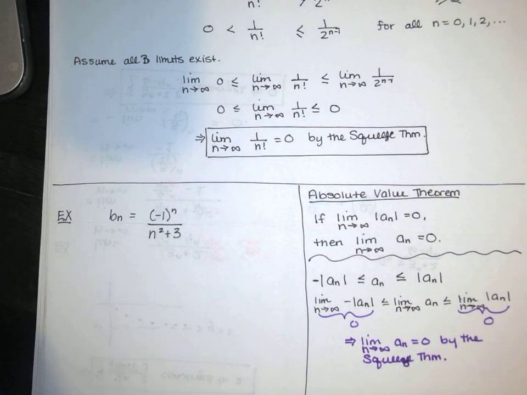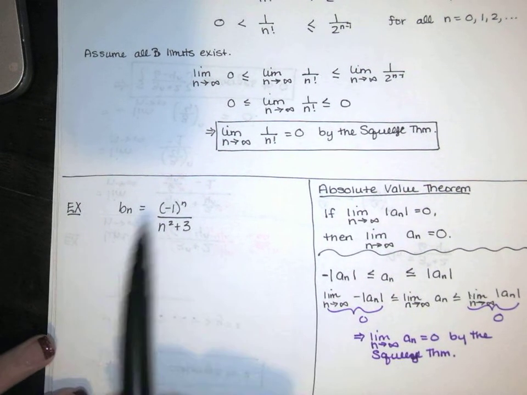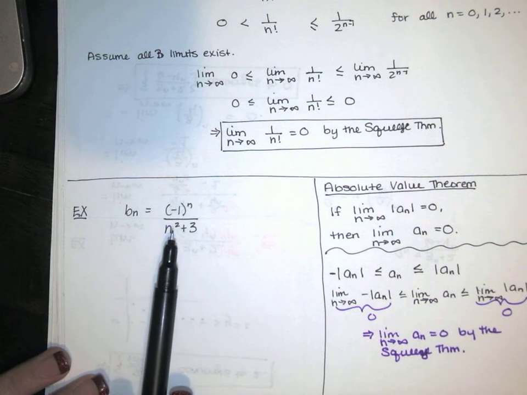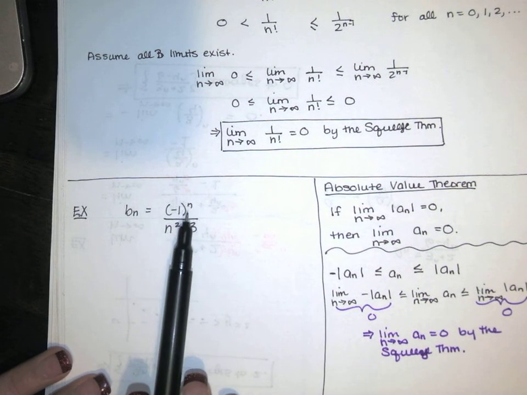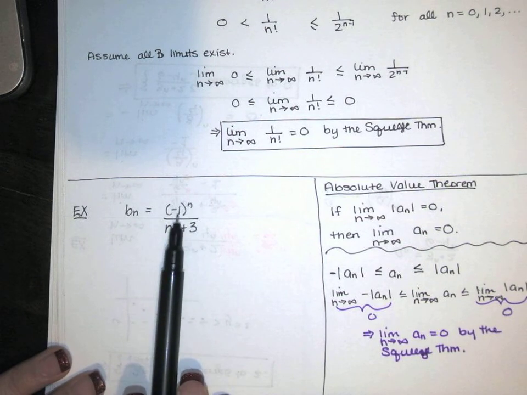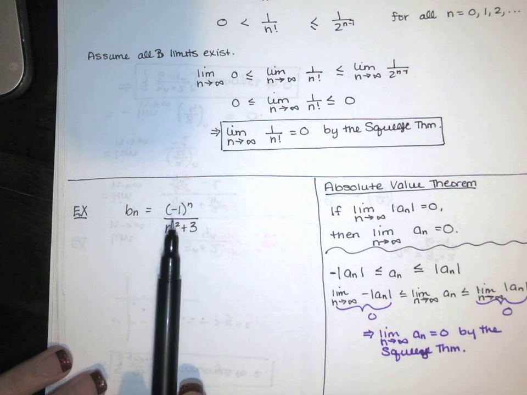Okay, so that's true. Keeping that in mind, let's look at this one. Well, I've got b sub n here, and I want to know whether this sequence converges or diverges. I notice it has a negative 1 to the n in it. That's going to make this sign alternate. When n is 1, it's going to be a negative 1 in the numerator. When n is 2, it's going to be a positive 1.